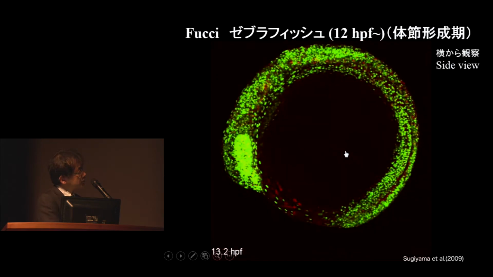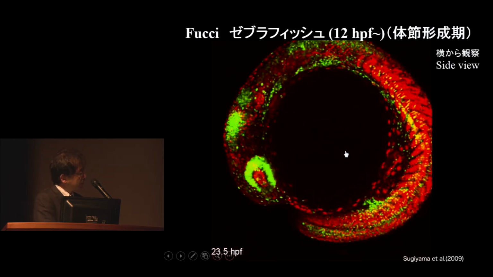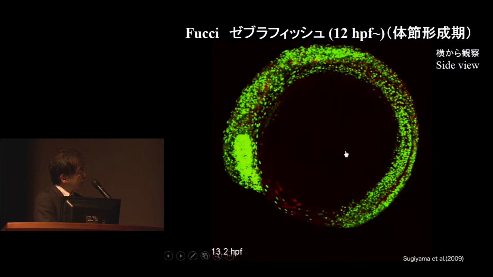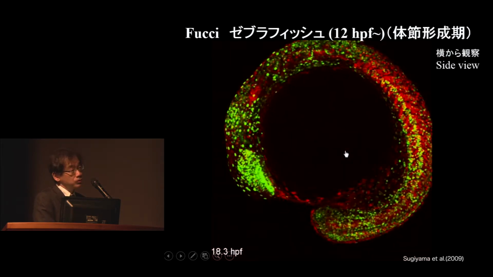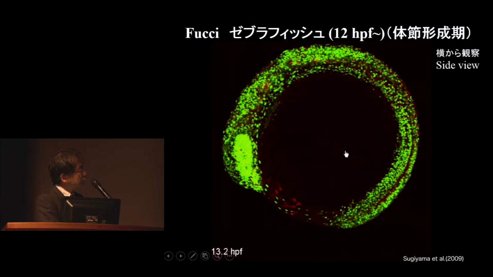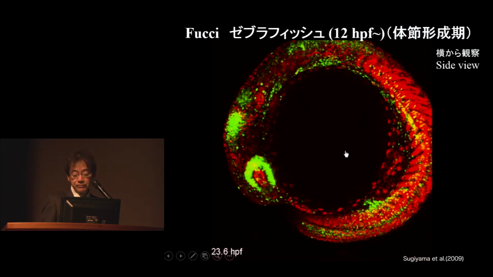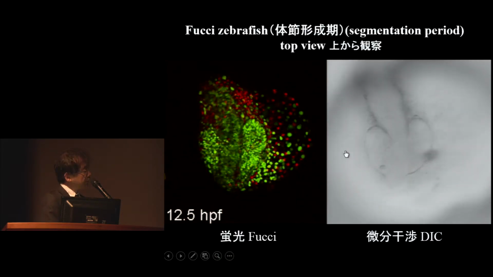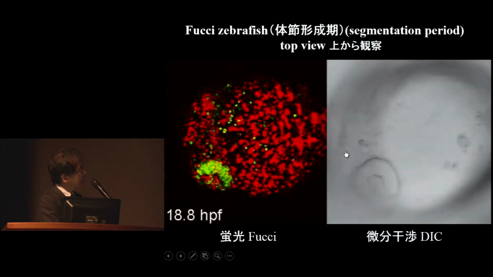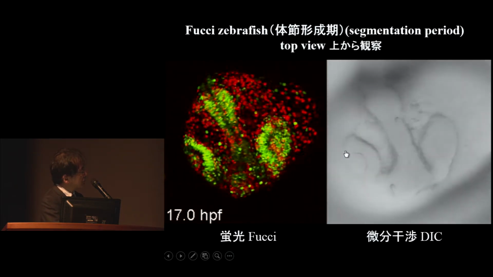Okay. So this is a segmentation period, side view and the head and tail. And again, with time, the green to red ratio decreased. But some mitotic organs, including the retina and the brain, are very green. Okay. And in the top view, in addition to two eyes, we observed the differentiating node code.